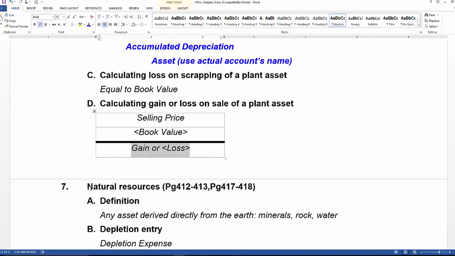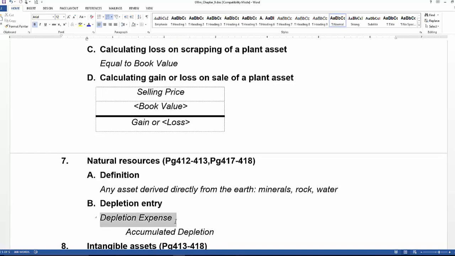So when you pay a certain amount for land that contains these natural resources or expected amount of natural resources, you try to determine how much of those total resources you think you'll ever be able to fully extract from the land. And then you divide your cost essentially by that to use for making a depletion entry every time you take out X units of that resource. And your depletion entry will be a debit to depletion expense, which is just like depreciation, except it's for natural resources. And then you'll credit an account called accumulated depreciation.